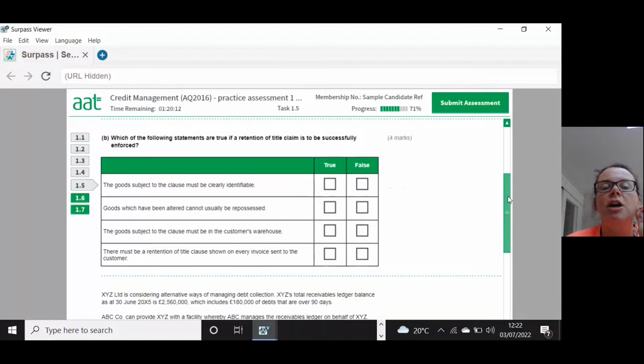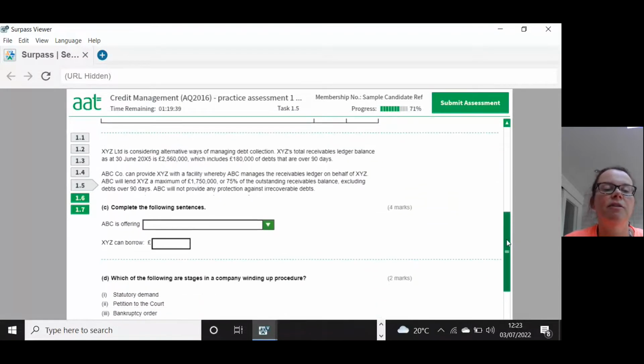Which of the following statements are true if a retention of title claim is to be successfully enforced? The goods subject to the clause must be clearly identifiable, yes. Goods which have been altered cannot usually be repossessed, yes. The goods subject to the clause must be in the customer's warehouse. No, that's false. It could be somewhere else. It could be in their factory, for example. There must be a retention of title clause on every invoice. Again, that's false. As long as it's in the contract, it doesn't have to be shown on every invoice.